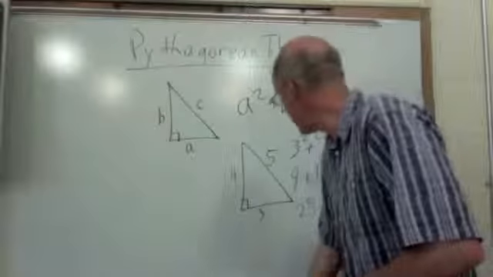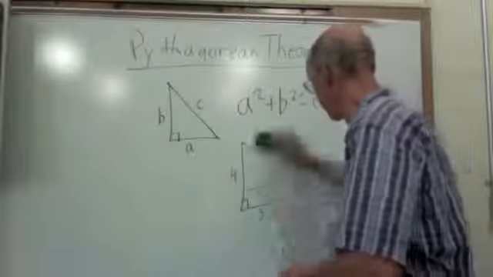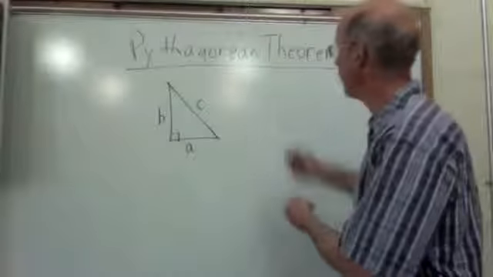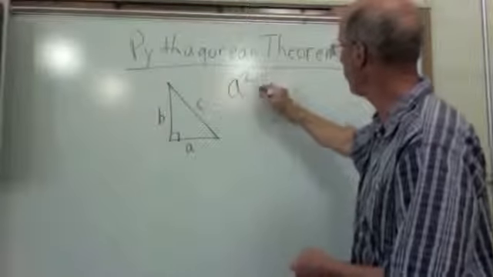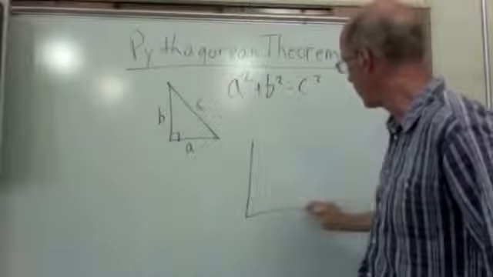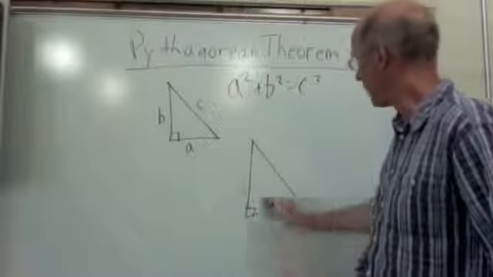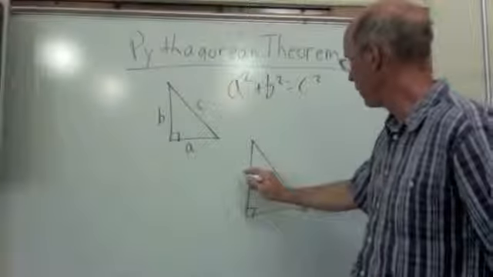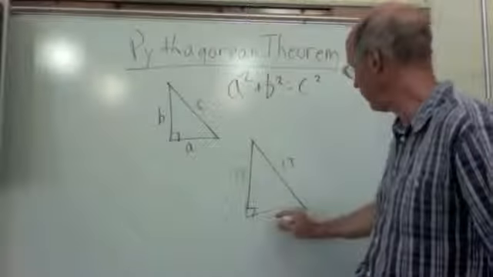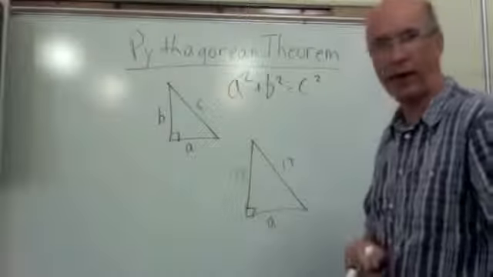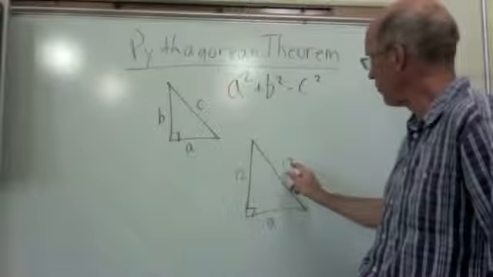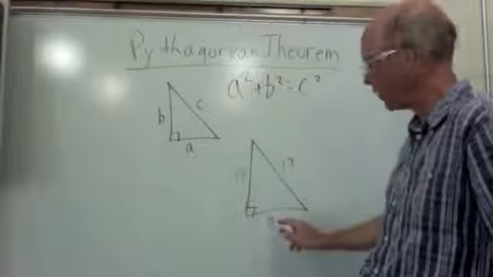Now they might not give you just A and B. A squared plus B squared equals C squared. Let's say they give you a triangle and they give you 12 and 13, and we'll call this one A now. So we have the hypotenuse, we have one of the legs, but we don't know the other leg.